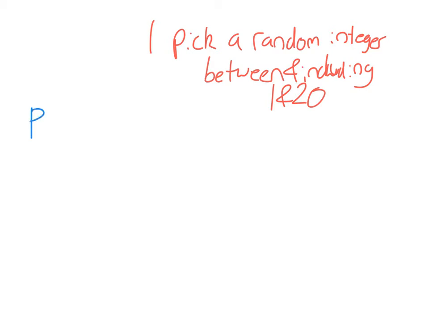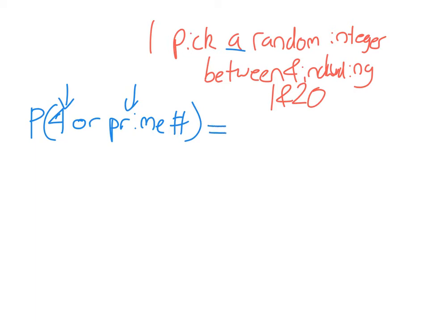What is the probability that I pick a 4 or I pick a prime number? These two events are different events, picking a prime number and picking a 4. These two events are mutually exclusive. I can't pick a 4 and a prime number because I'm only picking one. I pick a random integer. So they're mutually exclusive.